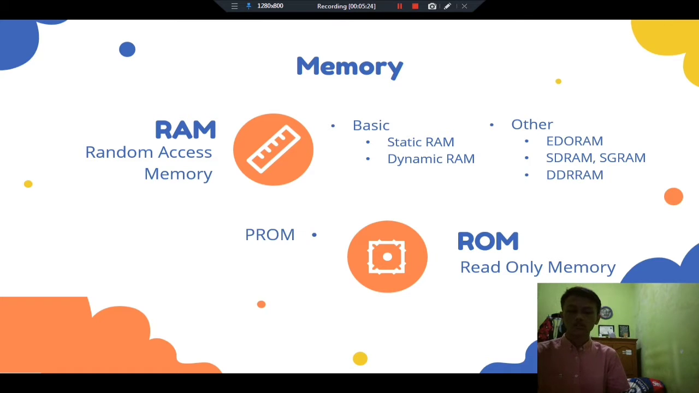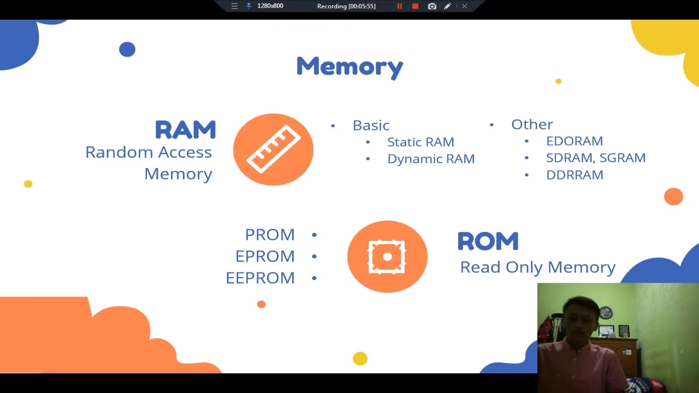Then ROM have three types. First is PROM, second is EPROM, and the third is EEPROM. PROM is programmable ROM. Its content are decided by the user. The user can store permanent program, data, and other in PROM, but the data is fed into it using a PROM program.